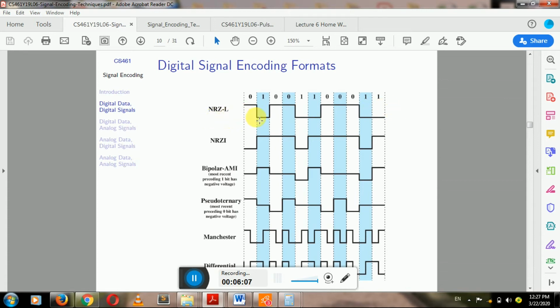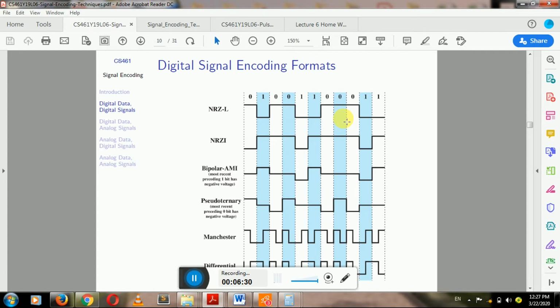So when we get a bit 0, we make it high voltage level. When you get a bit 1, we make it 0 voltage level. By this we can encode this digital data using this non-return to zero level, simply in this form of signal.